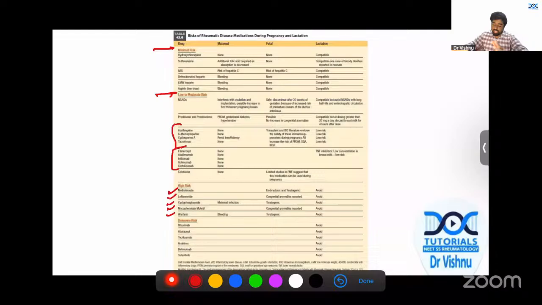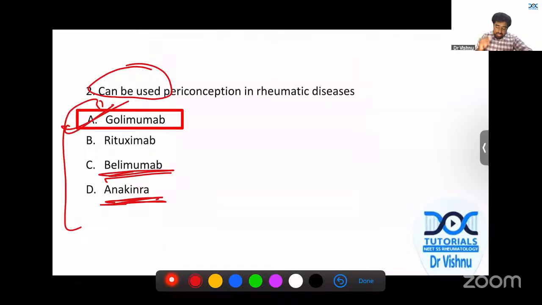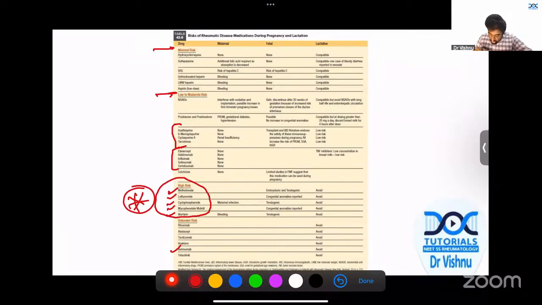Warfarin, obviously teratogenic. So this is about the high risk, which you should obviously 100% know as even an MBBS doctor, anyone who's dealing with following up patients who might be on these drugs. But among the other options, golimumab is the lower risk. If you see the other options, belimumab, it's unknown risk. Anakinra, nobody knows. Rituximab, nobody knows, unknown risk. So they've taken it from this table. This is a general medicine paper, but they've taken it from this table, which is actually in your Kelly's, right?